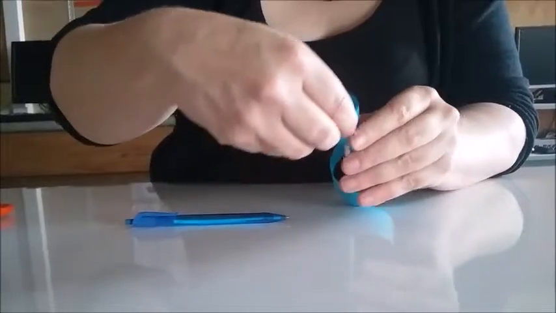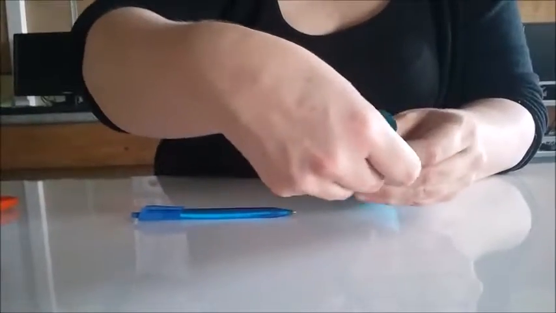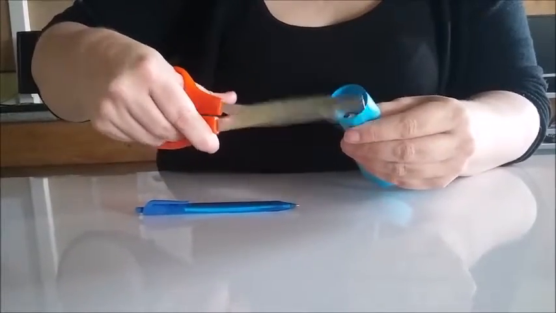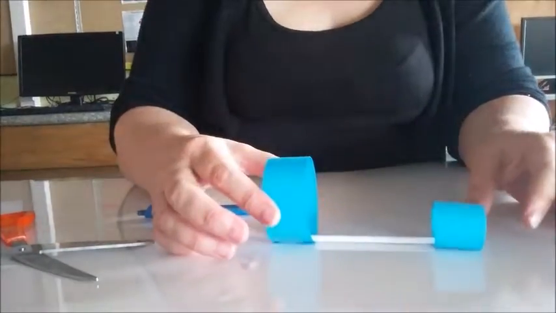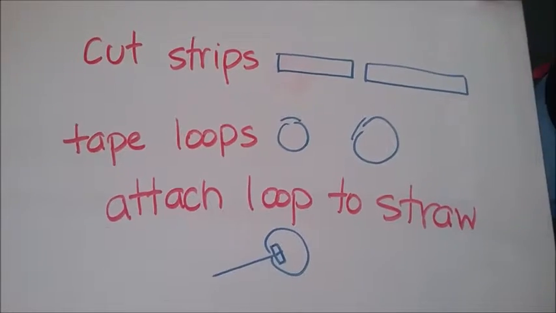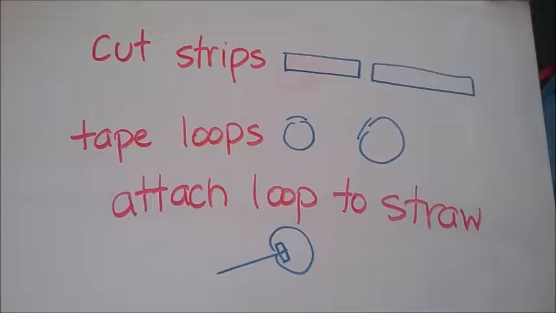And it doesn't matter if you make a bit of a mess of it, you can just trim these excess bits off. Just three easy steps. Cut your strips, tape your strips into loops, and attach the loops to your straw. That's it, your loop glider. You're done. Give it a go.